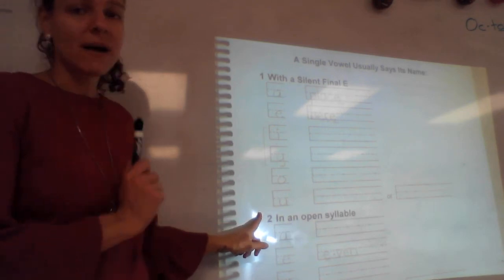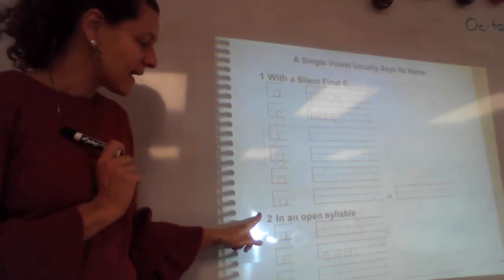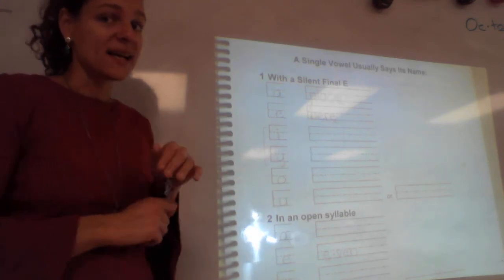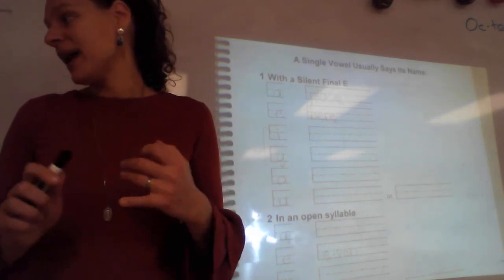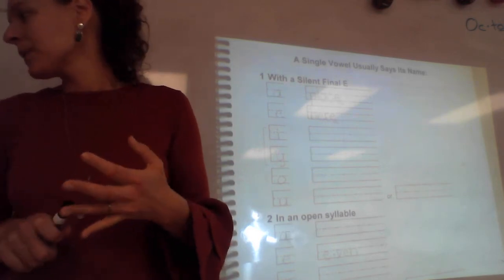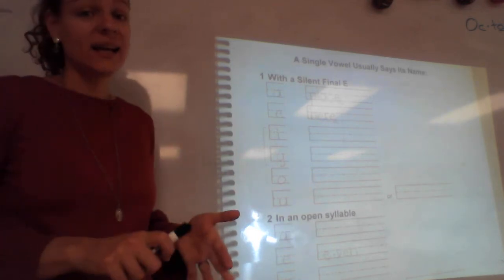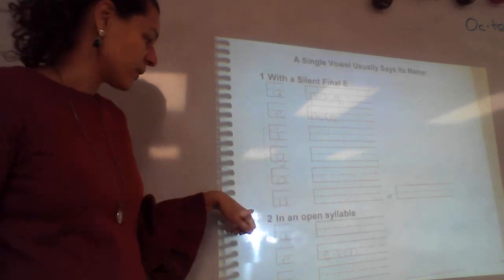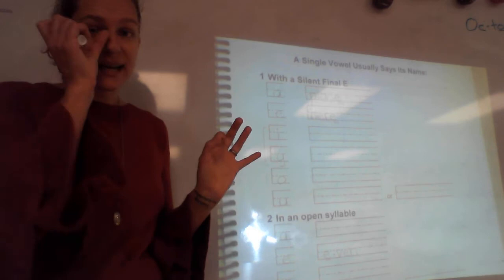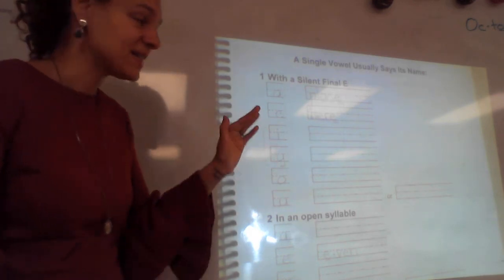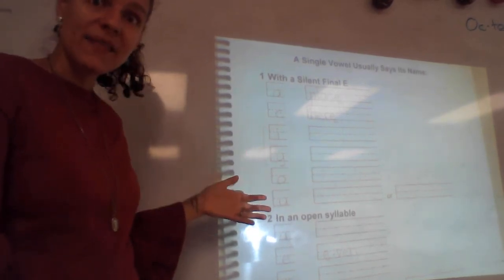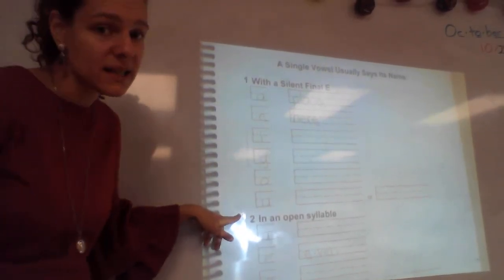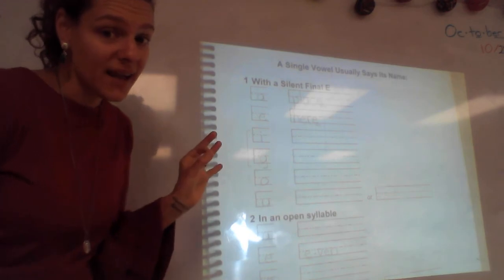What's the next most common way our vowel can say its name? Number 2. Good, in an open syllable. And we saw that a lot in our words today. We had between, behind, beside, and around. The first syllable of all of those words were open syllables. That was how our vowel could say its name. It can't say its name for no reason. It has to have one of the 3 things that makes it say its name. All right, so with a silent final E and an open syllable, what's the third way?